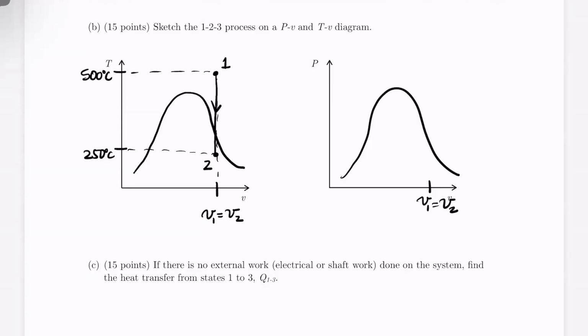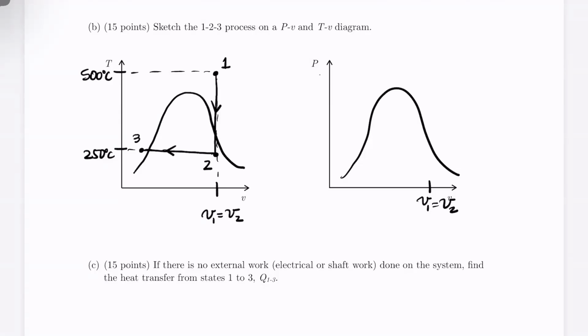Okay, so these are the sorts of things that I'll be looking for when I'm grading. And then for state 3, if you remember, it's an isothermal process. So we're staying along that 250 line and we're getting over to compressed liquid. So this is 3 and it looks like that. Any questions so far? No? Okay.